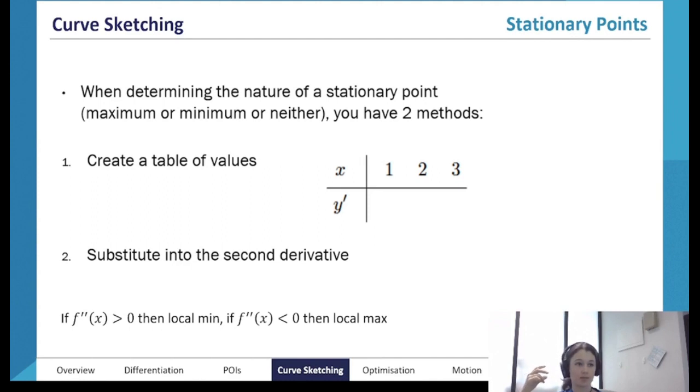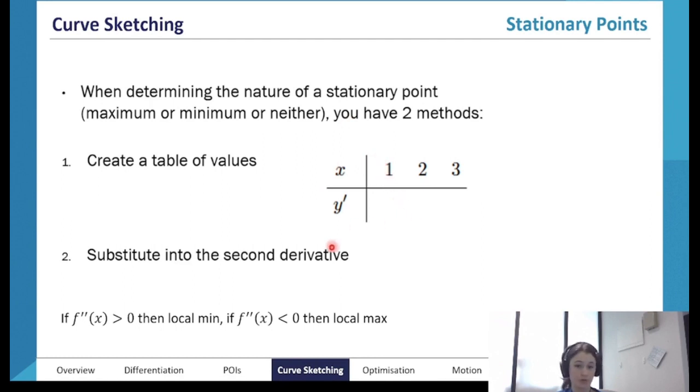But once you've found the point when the first derivative equals 0, you need to determine the nature of the stationary point. That means whether it is a maximum point or a minimum point. We have two methods for finding the nature of a stationary point. The first one is using a table of values. This is similar to what we've been doing in the previous examples where we've been using tables of values.